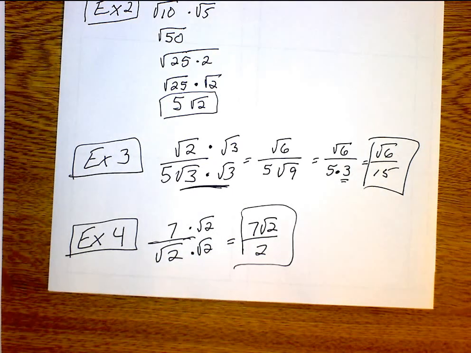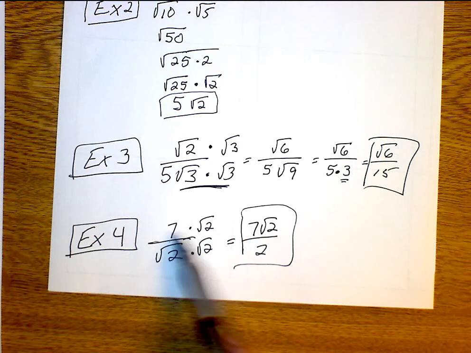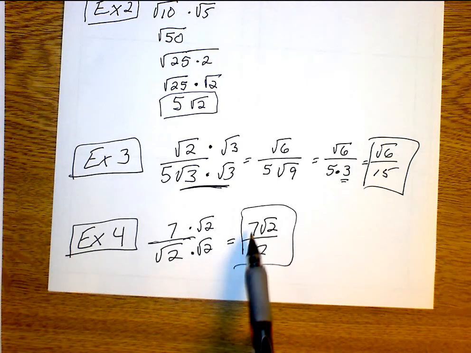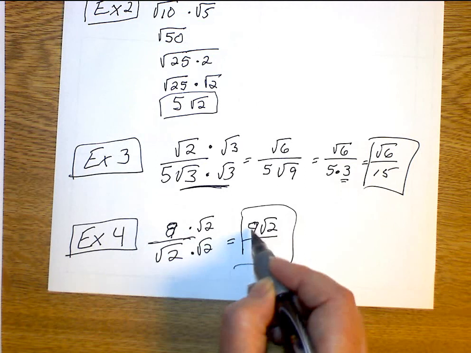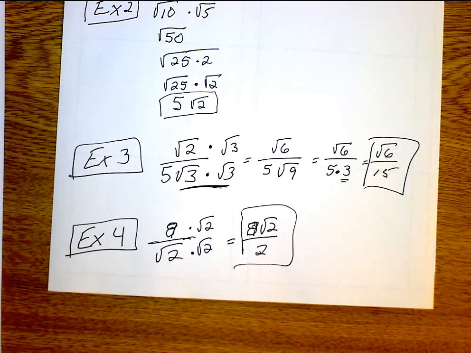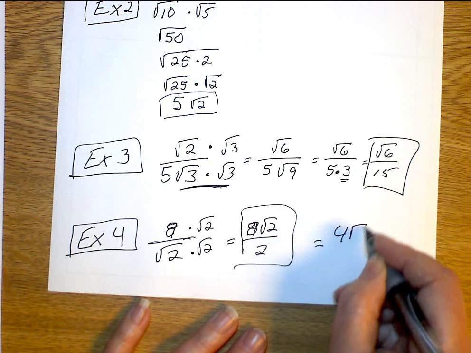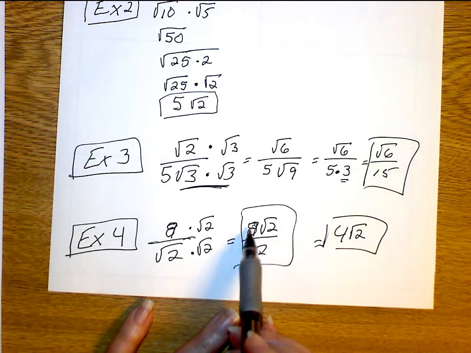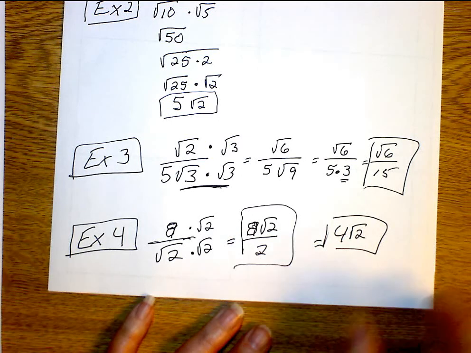Now, if I would have had this as an 8, if it wouldn't have been a 7, then you could have reduced that. But pretend this was an 8. 2 goes into 8 how many times? 4. Yep. So that would have been 4 square roots of 2. So you always have to look at the numbers to make sure you can't reduce. Okay? All right, last concept.